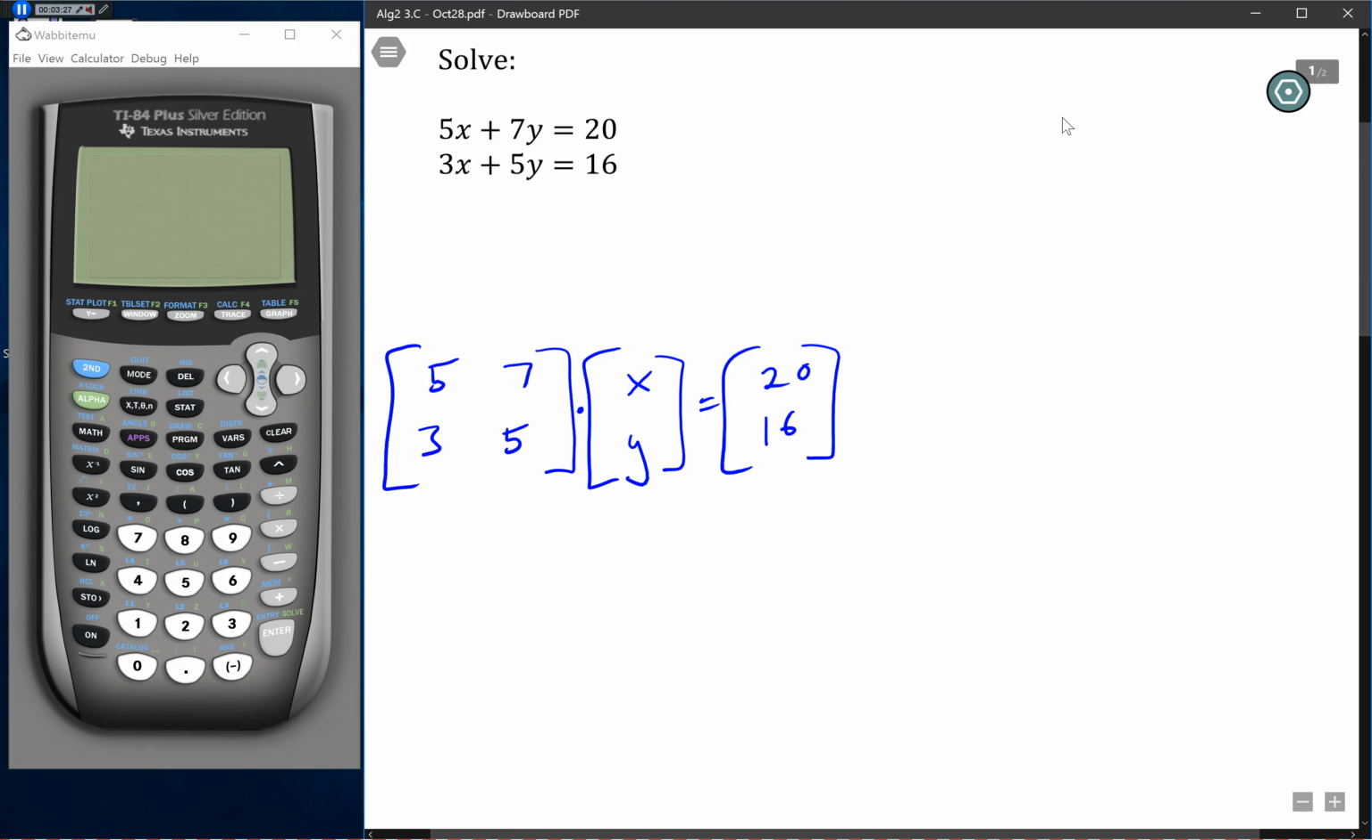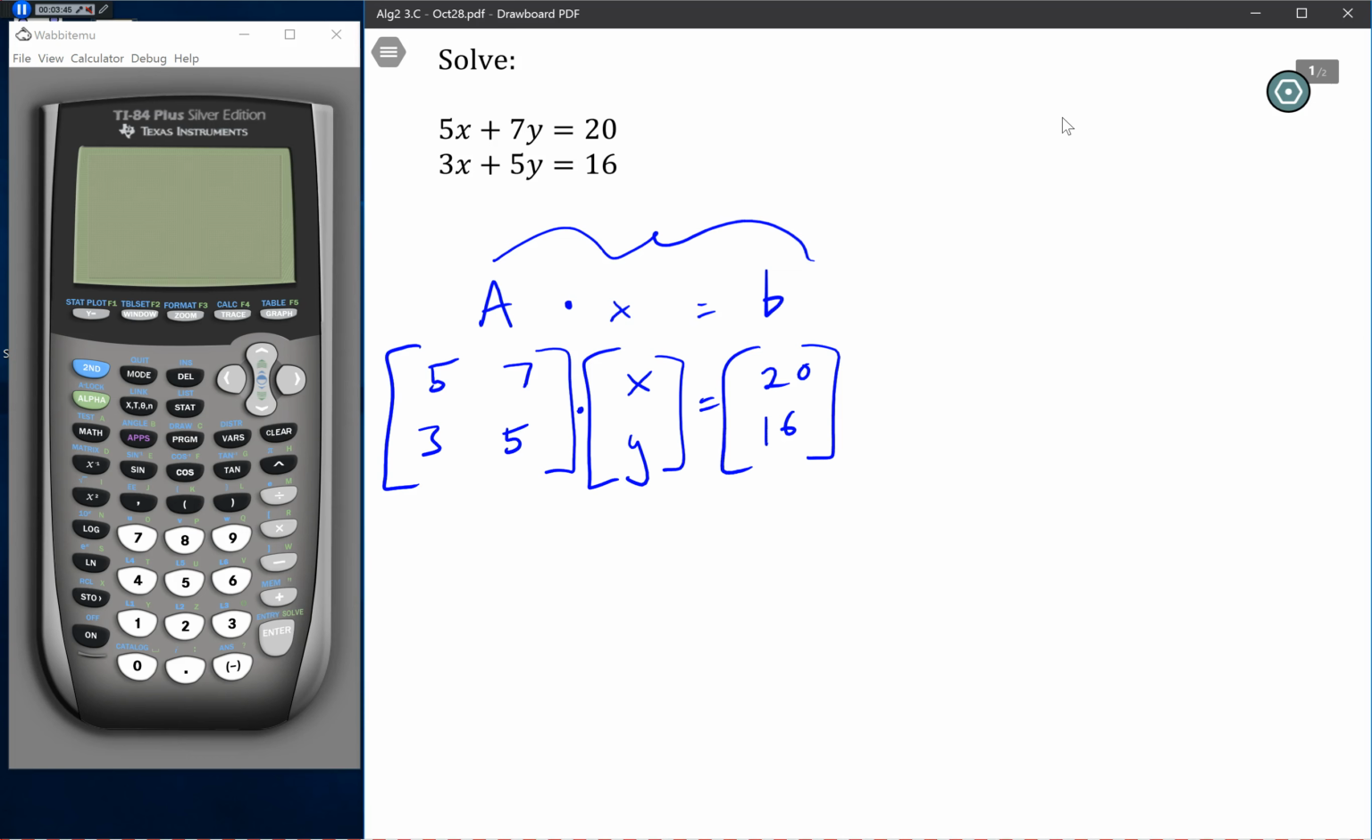We have the coefficient matrix. I'm going to label this as A. We have the variable matrix that I'll label as X. We have the result matrix I'll label as B. Okay. Now, here's the deal. The reason I set things up like this is because we need to think of how we would solve a real life equation. And how we solve a real life equation is how we're going to solve this matrix equation.